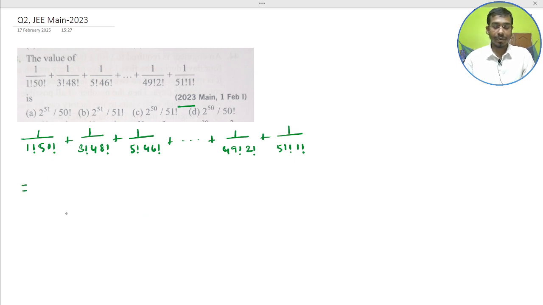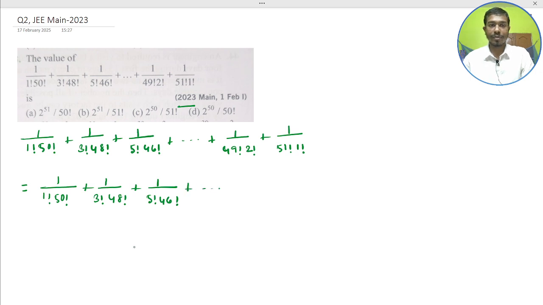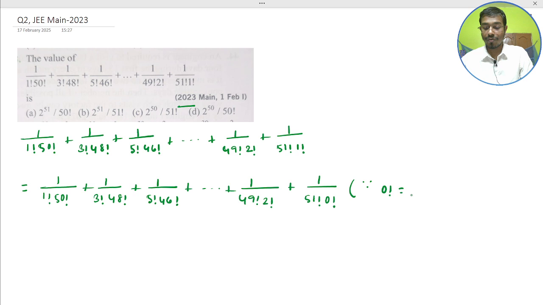So let us calculate. That is equal to 1 by 1 factorial 50 factorial as it is, 1 by 3 factorial 48 factorial, 1 by 5 factorial 46 factorial plus dot dot plus 1 by 49 factorial 2 factorial as it is, but here the one thing is that 1 divided by 51 factorial 0 factorial, because 1 factorial is equal to 1, and 0 factorial is equal to 1. That means 1 factorial equals 1 equals 0 factorial. So put 1 factorial in terms of 0 factorial.